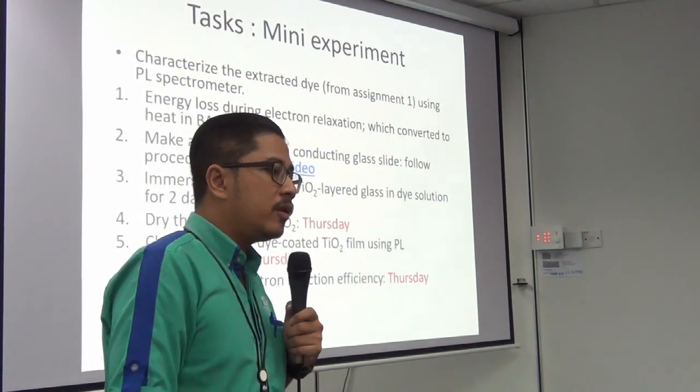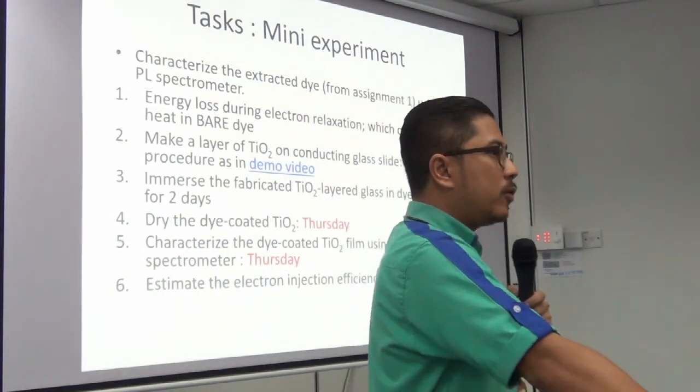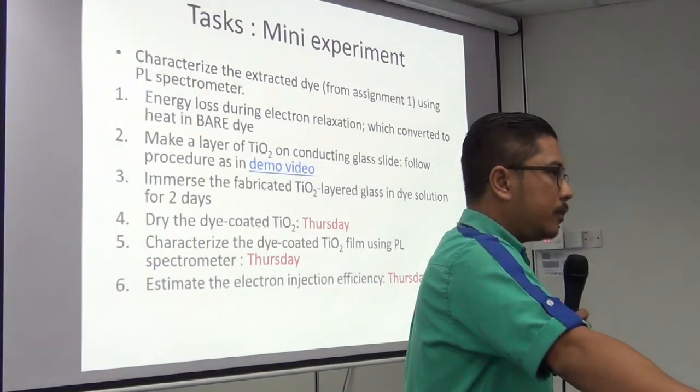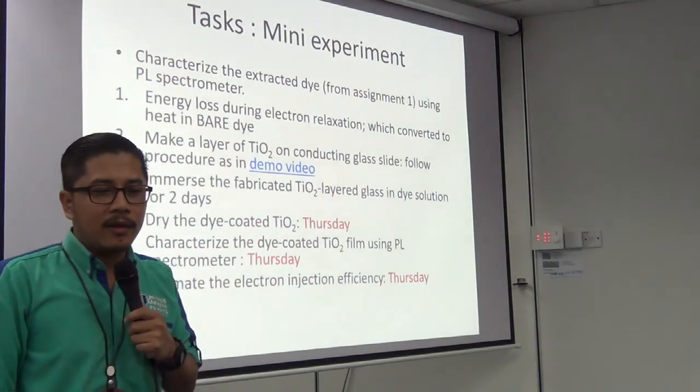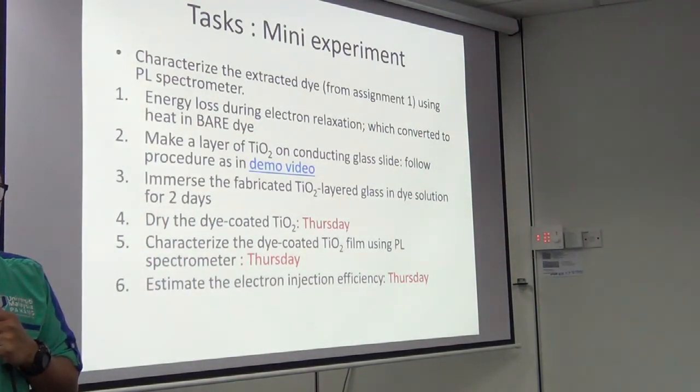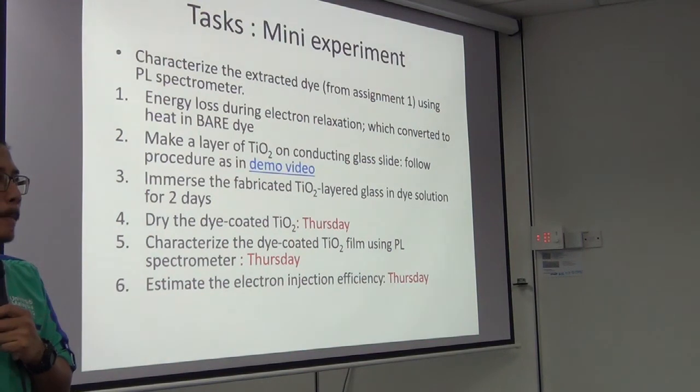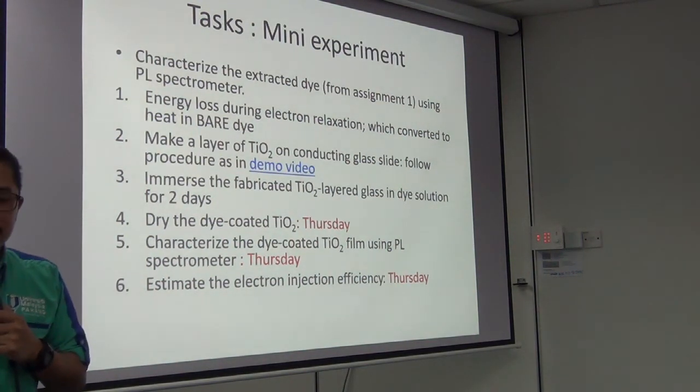How many analyses could we do using the PL spectrometer? Two. The first one is energy loss. Second, electron injection efficiency.